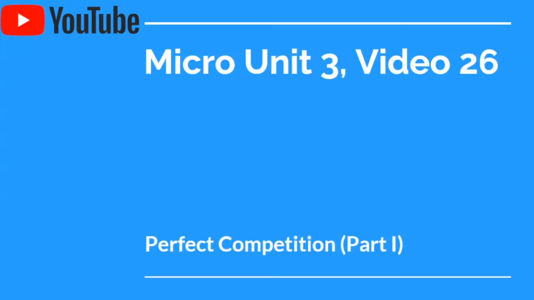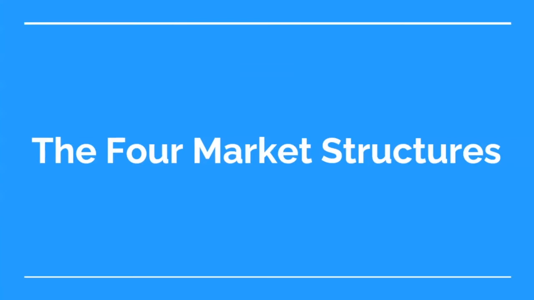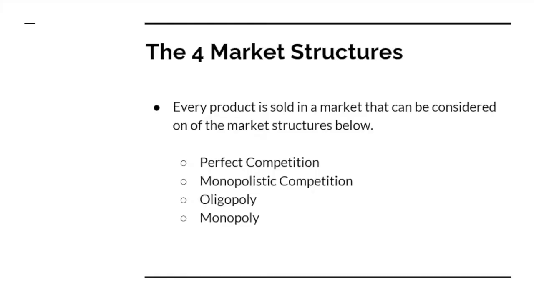All right, so perfect competition. Obviously this is part one. We're going to start off with just an introduction, right? What exactly are the four market structures that perfect competition is a part of? When we talk about the four market structures, every single product, no matter what you think of, that is sold in the market can be considered a part of one of the following market structures below: either perfect competition, monopolistic competition, oligopolies, or monopolies. These are our four market structures.